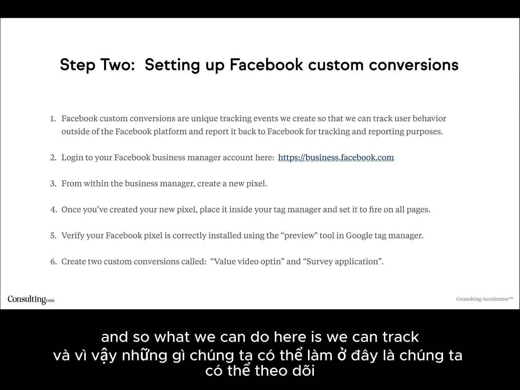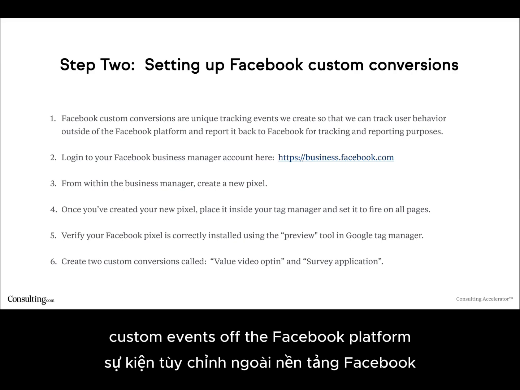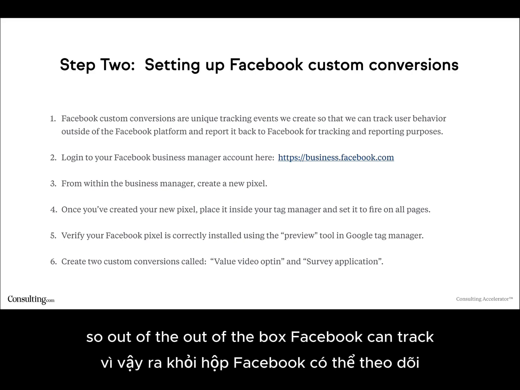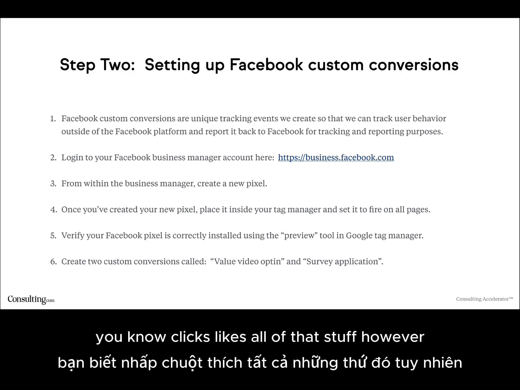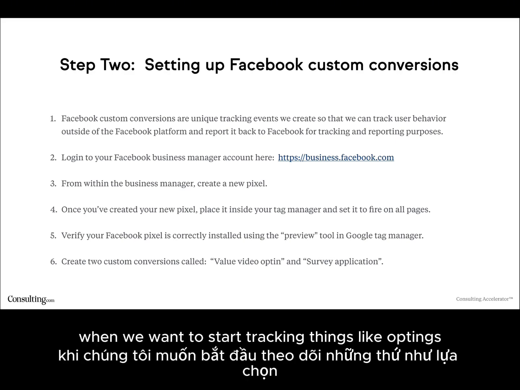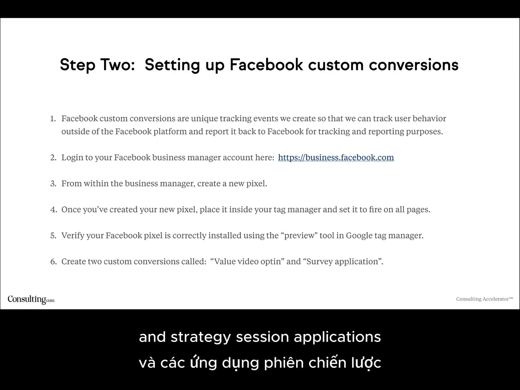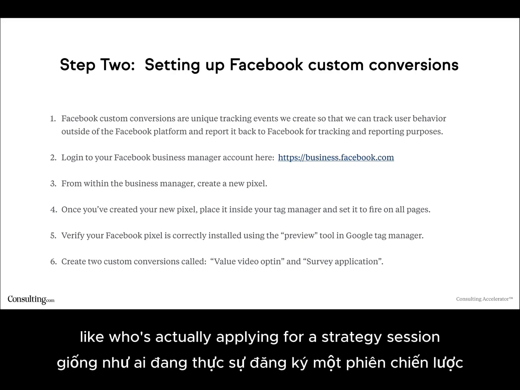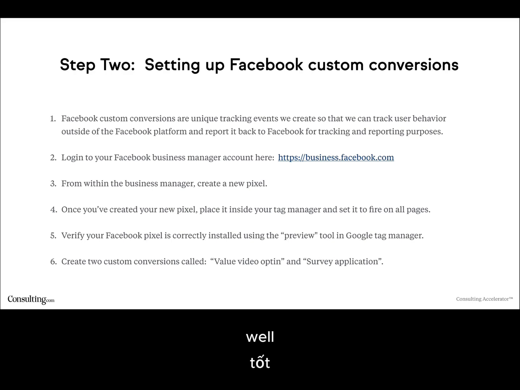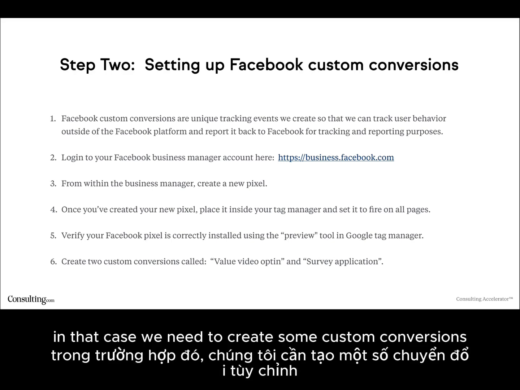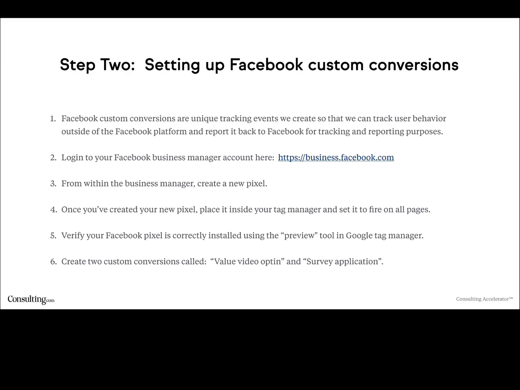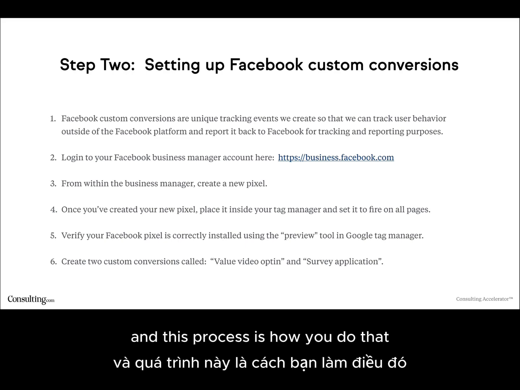And so what we can do here is track custom events off the Facebook platform. So out of the box, Facebook can track clicks, likes, all of that stuff. However, when we want to start tracking things like opt-ins, like who's actually entering their email, and strategy session applications, like who's actually applying for a strategy session, well, in that case, we need to create some custom conversions. And this process is how you do that.